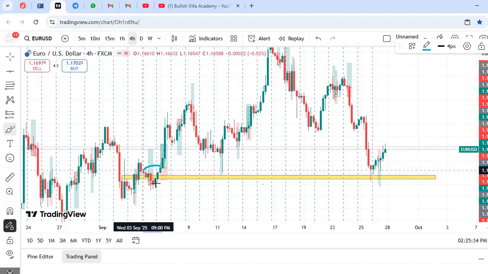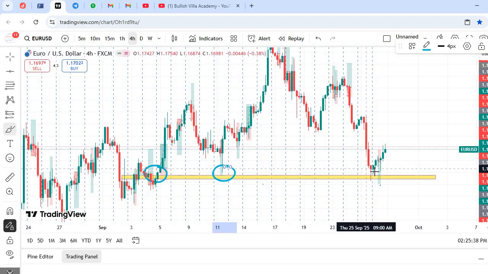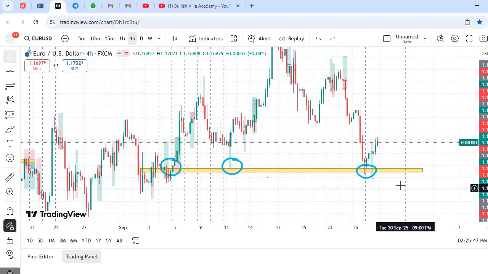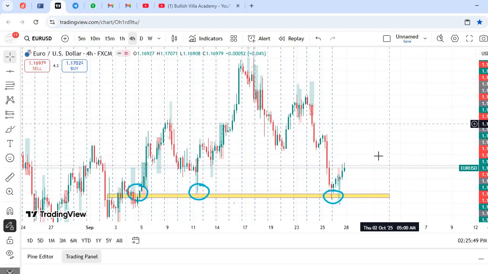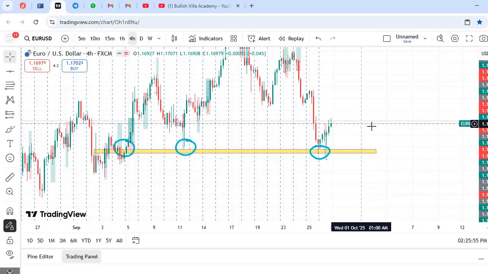Price has mitigated this level once, twice, and this is the third time. Can you see? This is the third time. So I'm expecting a bullish trend now. And see, for this new week, I'm expecting a bullish trend.